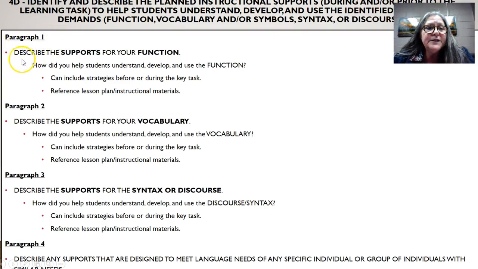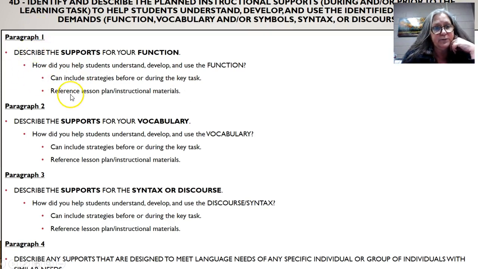Paragraph 1, describe the supports for your function. How did you help students understand, develop, and use the function? This can include strategies before or during the key task, and you want to reference the lesson plan and instructional materials. So it's not enough to say that you did it. You need to be saying things like, as you can see in lesson 3, or on day 4 we, or if you look at my instructional materials you will see, and that's what they're talking about.